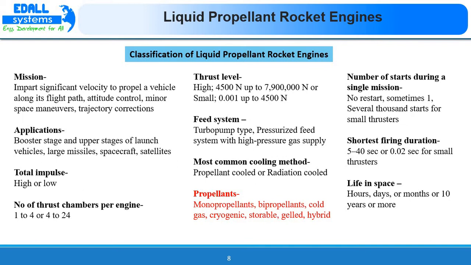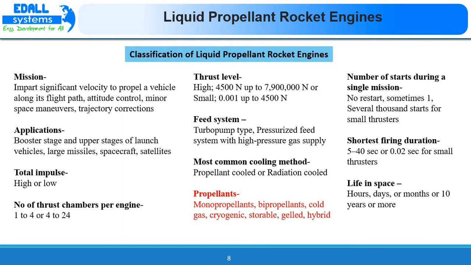Then what thrust level we need, a high thrust level of around 4500 Newton to 79 lakh Newton, or a small range of around 0.001 to 4500 Newton. Then based on the feed systems, that is either turbopump or pressurized feed system with high pressure gas supply, or based on the cooling method, which may be propellant cooled or radiation cooled. Then based on the propellants, which is the most general and mostly used category, that is, it may use a monopropellant, bipropellant, cold gas, cryogenics, storable, gelled or hybrid propellants.